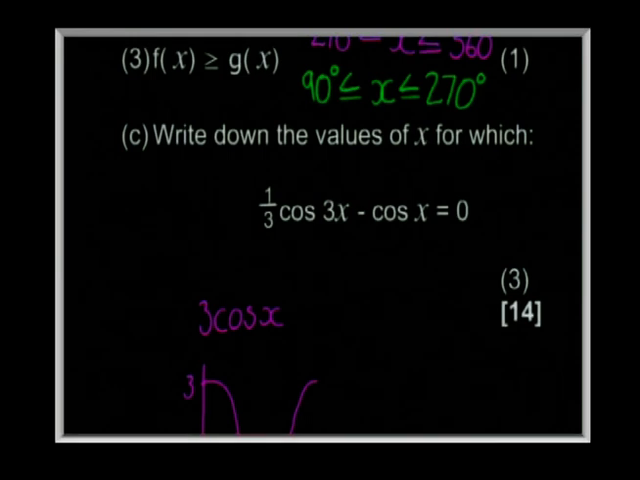The next part says, write down the values of x for which 1 over 3 cos 3x minus cos x is equal to 0. They've been a little tricky here. They've got one function that looks slightly like something you've seen before, but it's got the third in front of it. And then the other function, which just looks like cos x. So we need to play with them a little bit, see if we can get them to look like things we've seen before, and then as a result, solve them.